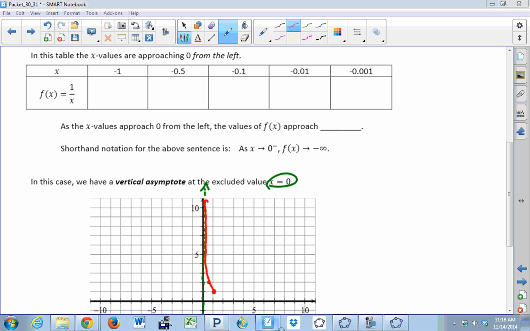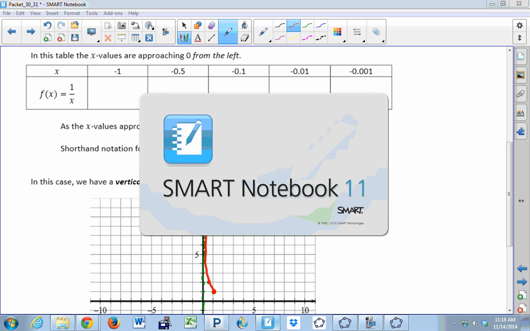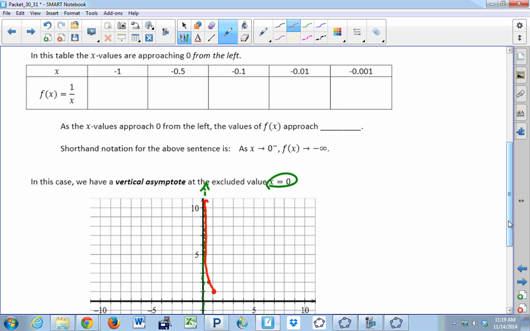So notice we're approaching one number here. We're approaching that excluded number. These are the numbers that your parents tell you, don't hang out with these numbers, because you're going to get really crazy here.